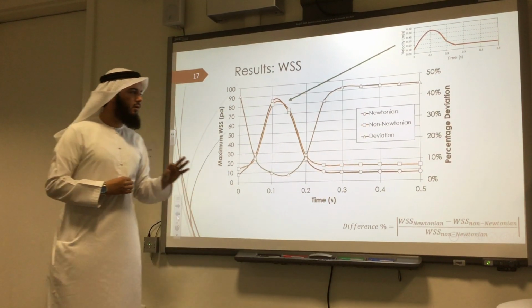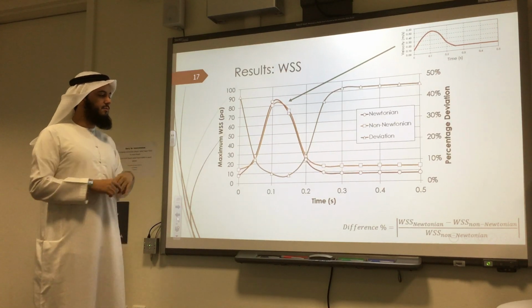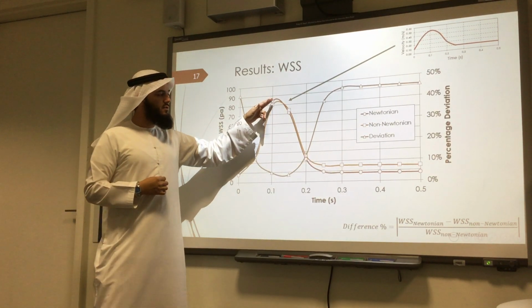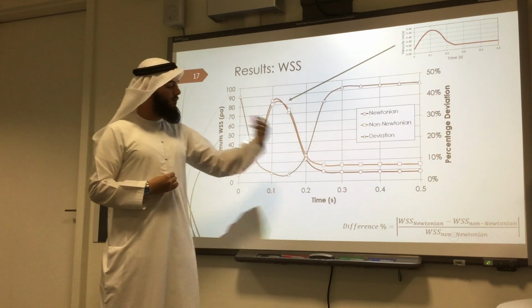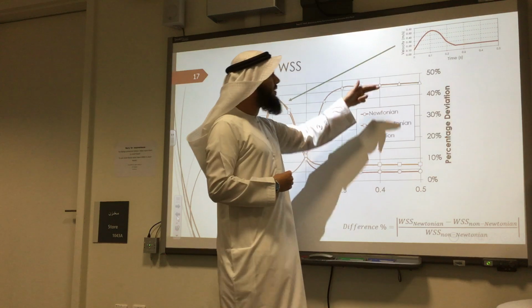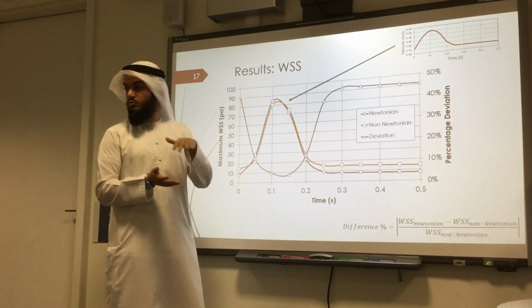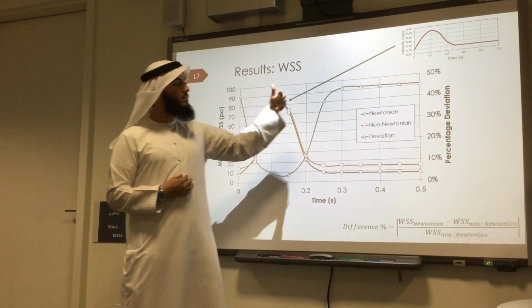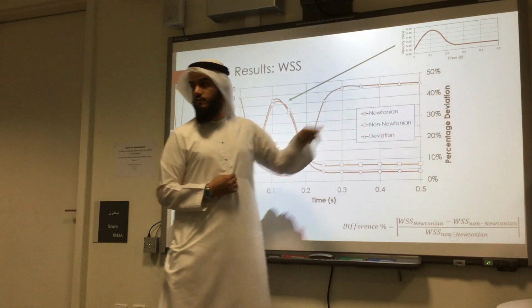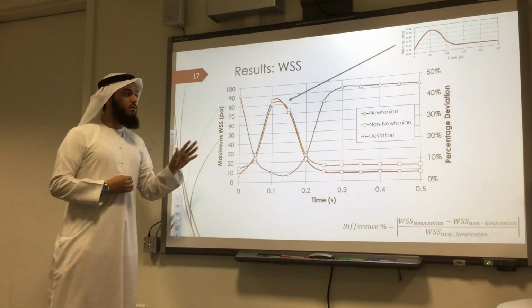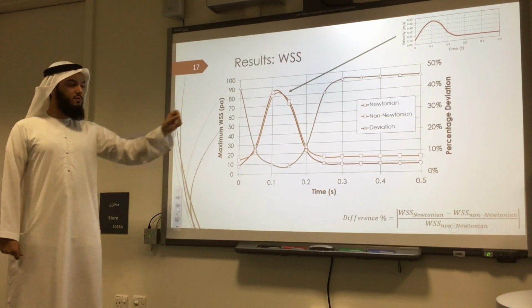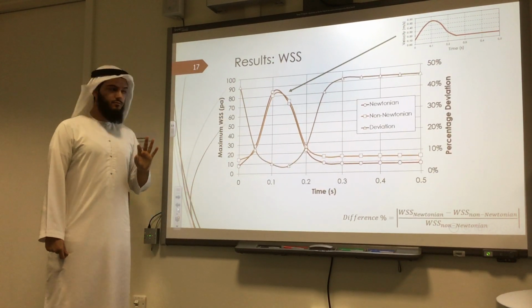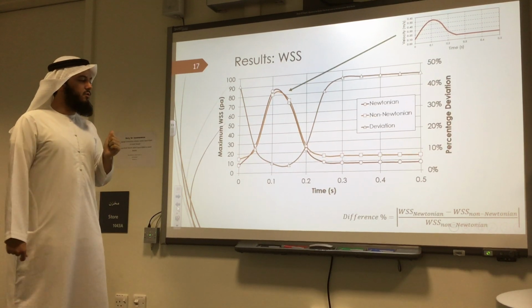Second, we notice that at maximum velocities, we have the minimum deviation. But at minimum velocities, we have the maximum deviation, which is the difference between the Newtonian and non-Newtonian model, a big difference, 45% difference. This alone can say that the Newtonian model is invalid, especially for low velocities. So this is one of our conclusions.